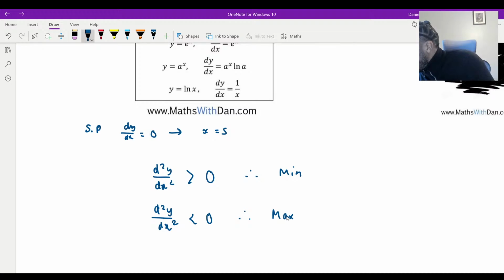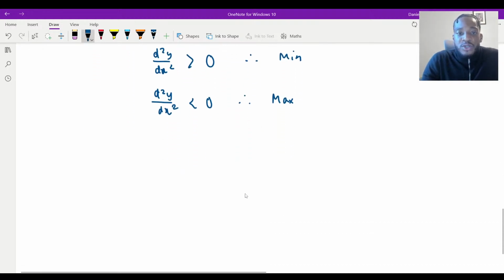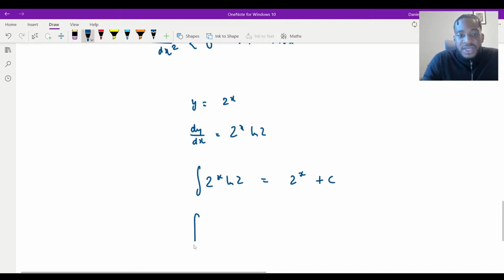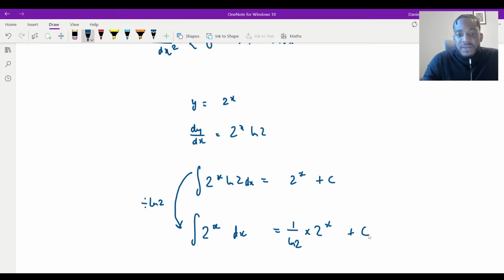The integral of 2 to the x is 2 to the x over ln 2. Because remember, we just figured out that y is equal to 2 to the x, and dy/dx is equal to 2 to the x ln 2. So if they ask you to integrate 2 to the x ln 2, we get 2 to the x plus c. If they ask me to integrate 2 to the x without the ln 2, well, I forgot the dx, by the way. What is the difference between these two? To go from there to there, I have to divide by that ln 2, because ln 2 is a constant. So it's just going to be 1 over ln 2 times 2 to the x plus c. Does that make sense?